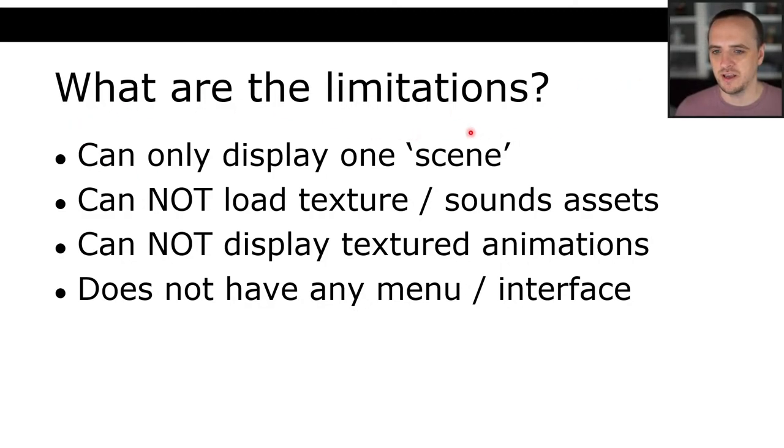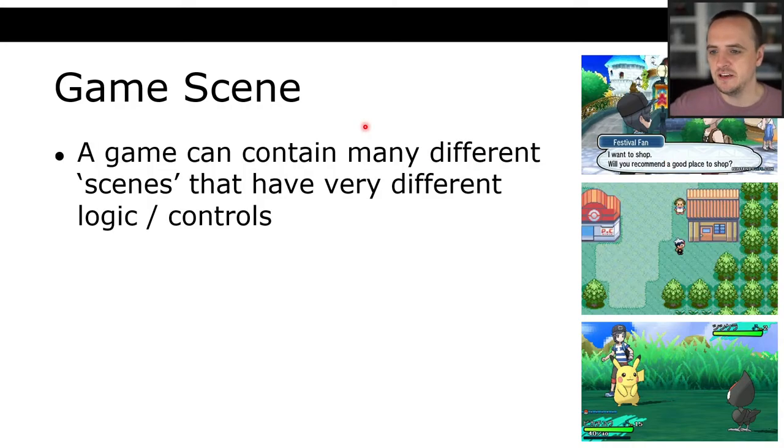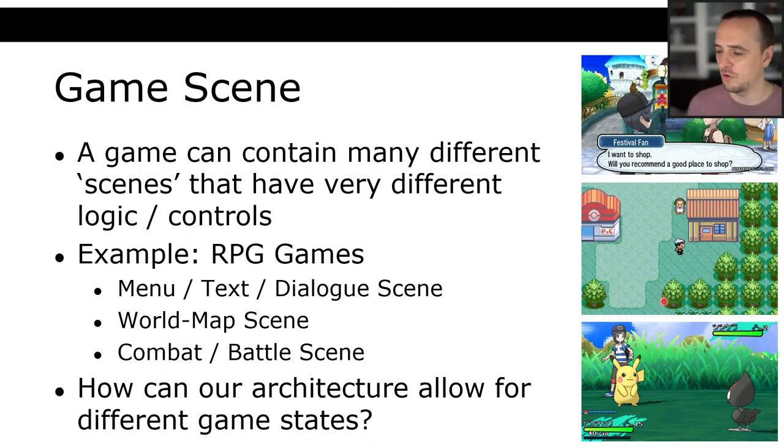And so what did I mean by a game scene? Well, I've been talking about this a lot in the lectures. Here's an example. I like the Pokemon example because it's pretty intuitive. A game can contain many different scenes that have very different logic and controls. So for example, if you have an RPG game, maybe you have a dialogue scene where you're selecting text. You have a world map scene where you're walking around with some sort of top-down view. And then you have a combat or battle scene. And how is our architecture going to allow for these different game scenes? I said game states here. I meant game scenes. Well, that's going to be in our next lecture. We're going to talk about how we do things like that.